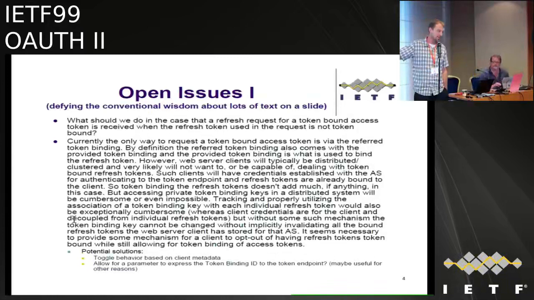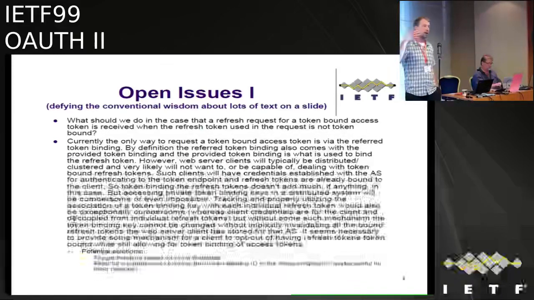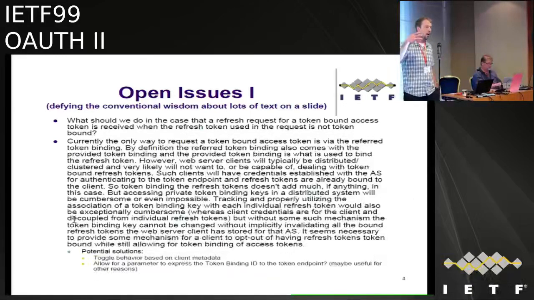Getting back to binding the refresh tokens, to further complicate things, one of the main problems is the only way to request a token-bound access token is through the presentation of the Sec-Token-Binding header after negotiating token binding and including a referred token binding in that. And in order to do that, by definition of the spec, you also have to provide a provided token binding. So there's no way to make that request without providing the data that's right now in the standard said to be used for binding both refresh and access tokens.